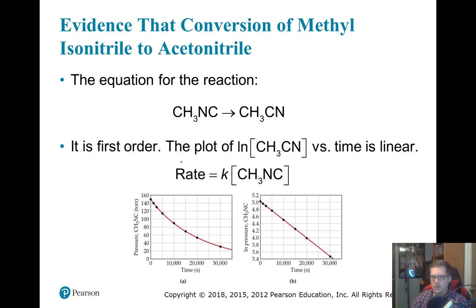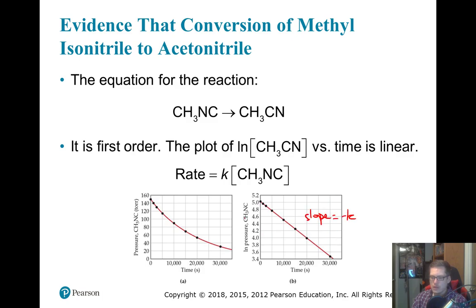We can see that they're using pressures, but because pressure and concentration are proportional to one another, we can use pressure instead of concentration. It's no big deal. So they're plotting the pressure versus time, and we get this graph here, and then they took the natural log of each of these values and graphed it versus time, and notice that we get this linear line here. And so the slope of this line would be equal to our negative k value.